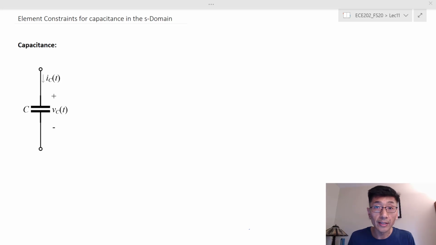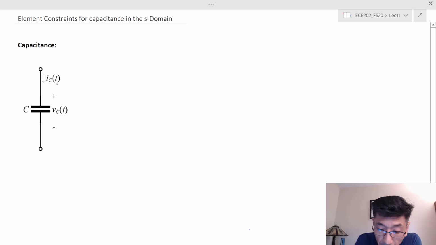Let's look at the element constraint for capacitance. For the capacitance here we have I sub C and V sub C labeled, and of course they are following the passive sign convention, right? So if we use a differential equation, the current would be equal to the capacitance times dVc/dt.